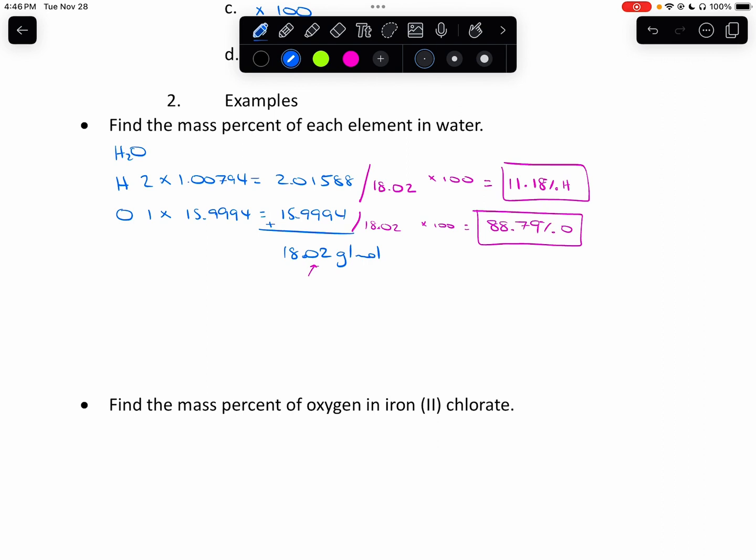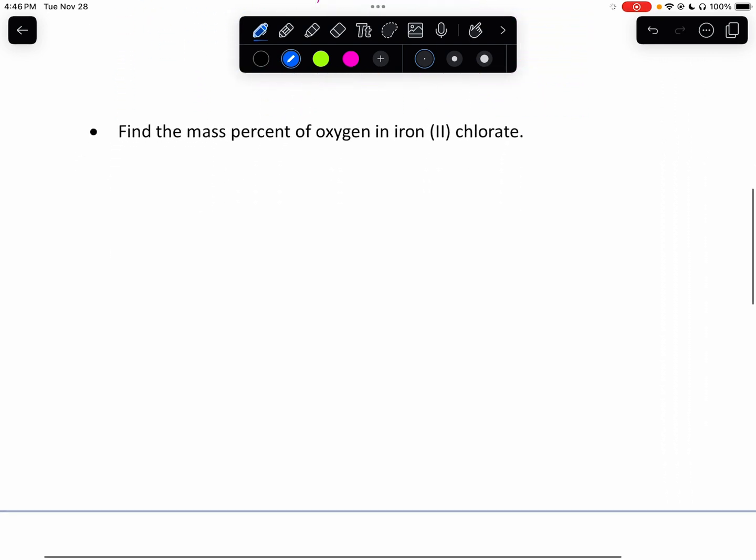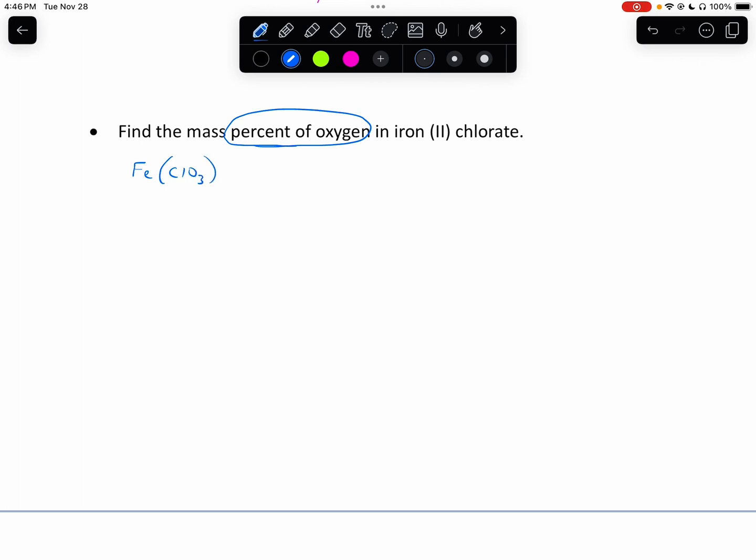Now let's go back and look at our compound where we're just finding the mass percent of oxygen. So iron 2 chlorate. First we find our formula, Fe(ClO3)2, and we need a 2 there because Fe is plus 2, chlorate is minus 1. We have to do our little crisscross. We're good there. All right, so let's break this down.